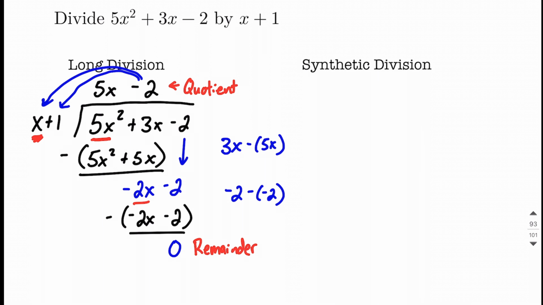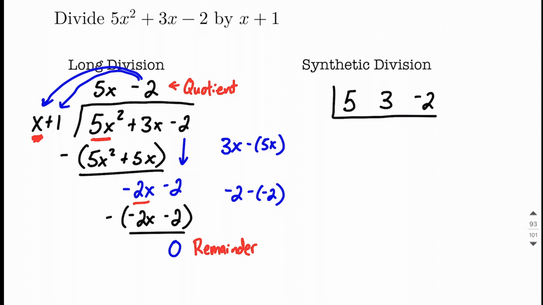All right, next, let's try this with synthetic division. So to set up synthetic division, what we do is we focus on the coefficients on each one of these terms. We're going to go ahead and list those off up above. So 5, positive 3, negative 2. And again, we didn't skip any powers of x, or we would need to include zeros as placeholders.